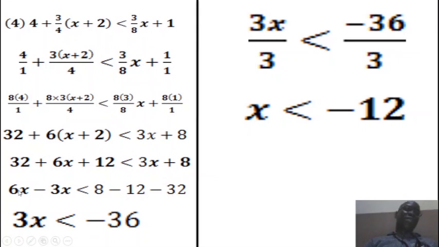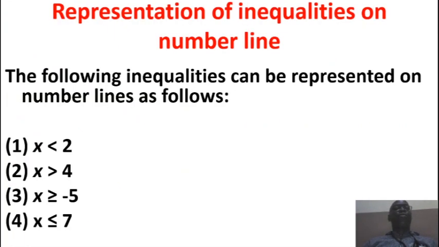Then 6x minus 3x is 3x. 8 minus 12 is minus 4. Minus 4 minus 32 is minus 36. Because when you are owing 4 and you are owing another 32, you will be owing 36. Finally, we divide both sides by 3 to get x is less than or equal to 12.